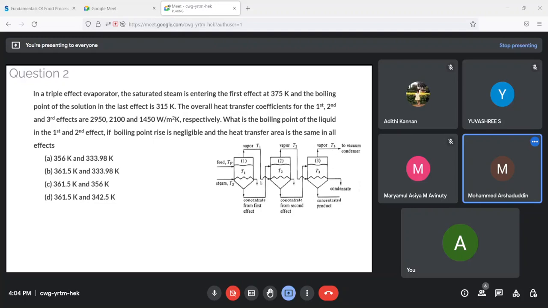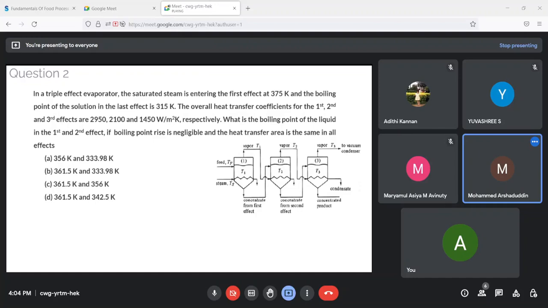Why is T1 greater, ma'am? So actually the first effect here is maintained at a higher pressure. Okay, let's say the pressure here is P1, pressure here is P2, pressure here is P3. We are maintaining it in such a way that P1 is greater than P2, P2 is greater than P3. This is maintained because generally fluid flows from a higher pressure to a lower pressure. So say if I open a valve here, my liquid will automatically flow from a higher pressure to a lower pressure into the second effect.